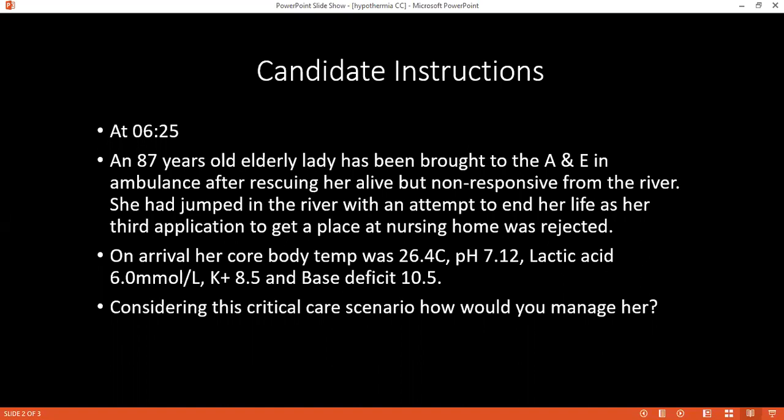Can you please tell me, if you fail to bring back the temperature of the patient, because as it shows it's about 26.4 Celsius, and if you fail to manage it or bring it back to normal, what are the complications that you expect to find?